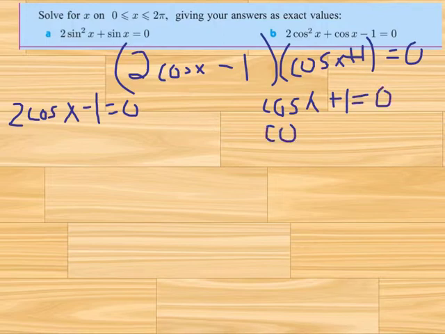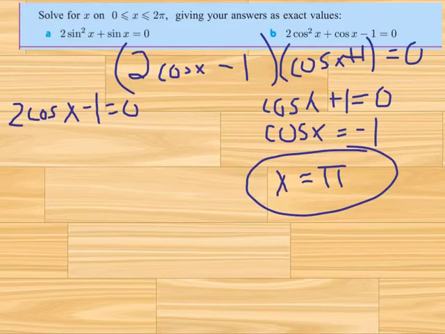Cosine x equals negative 1. Get the cosine x alone. So where does the cosine equal negative 1? Well, between 0 and 2 pi, the only place where cosine of x equals negative 1 is when x equals pi radians.